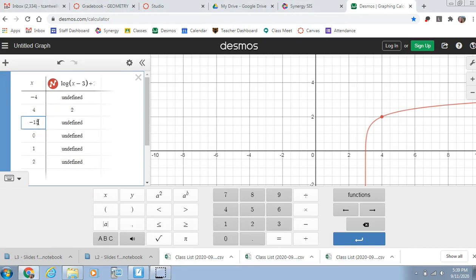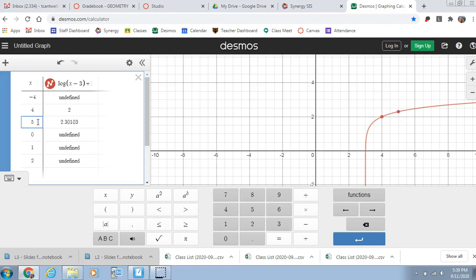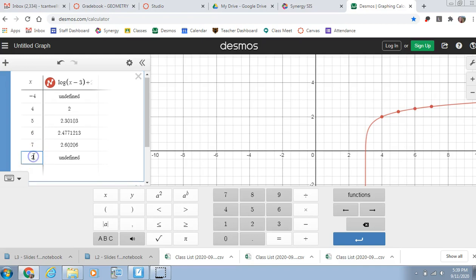If we put in a value of 5, then we will get out a value of 2.301. If we put in a value of 6, we get bigger values. We could put 7, and you see that our numbers are increasing here, but they're increasing pretty slowly.